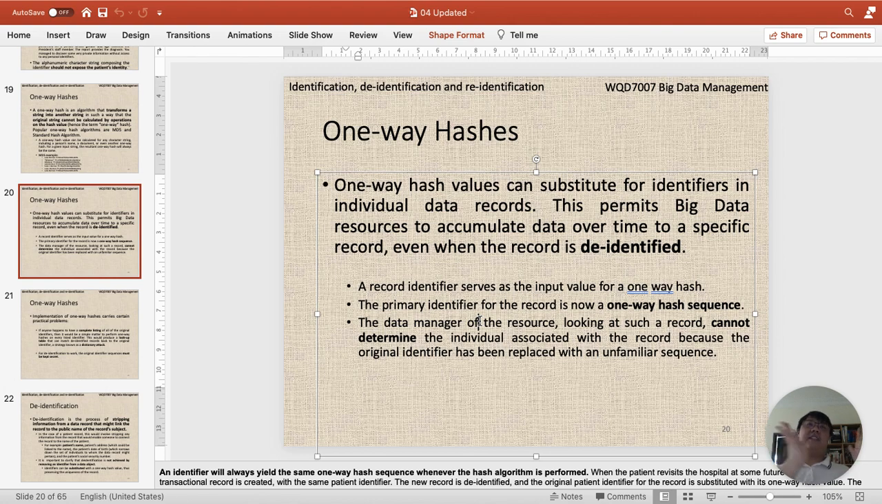And it's also always the same, because it's generated based on your original identifier. So in that case, you will be able to accumulate your data over time to a specific record, even though the record is de-identified. Okay, but of course, you need to know what kind of parameters they're using on the hashes.